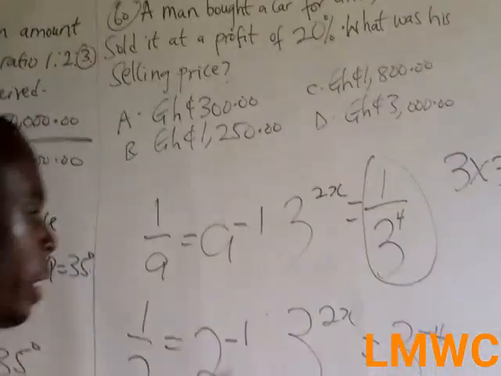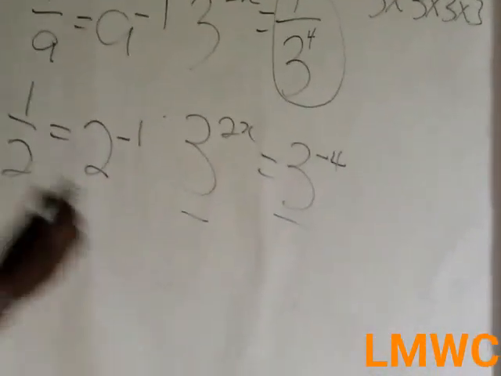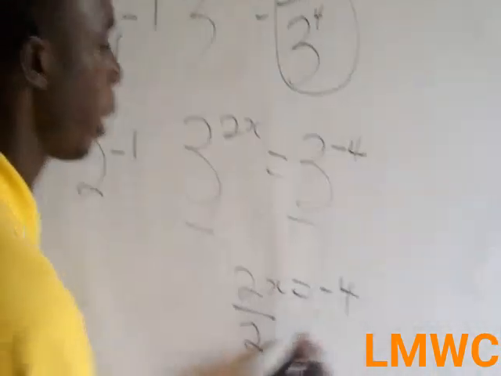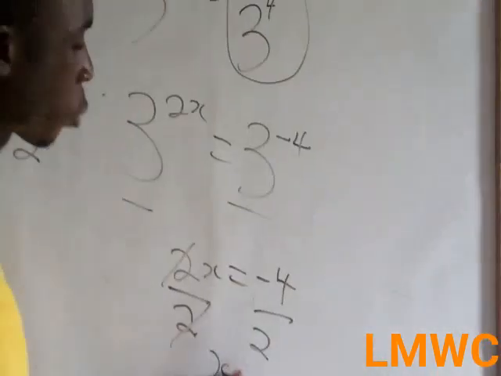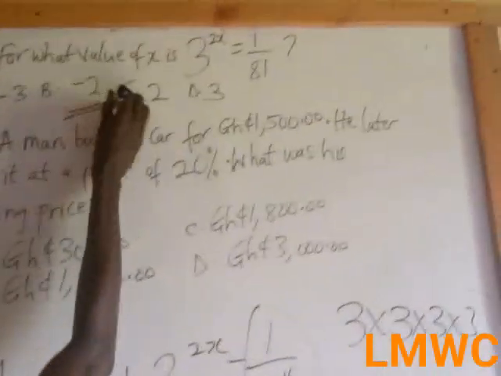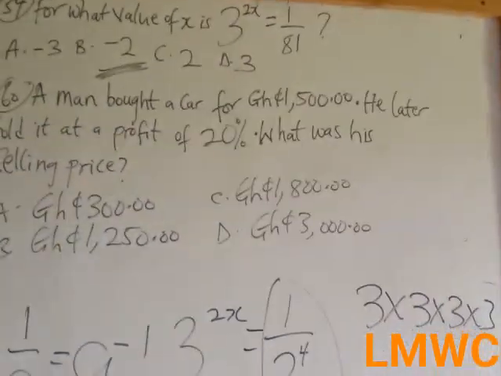And for indices, if the bases are the same, you equate the powers or exponents. So 2x is equal to negative 4. You divide by 2, so we have x to be negative 2. x is negative 2. It's B. You see, we are getting our answers.